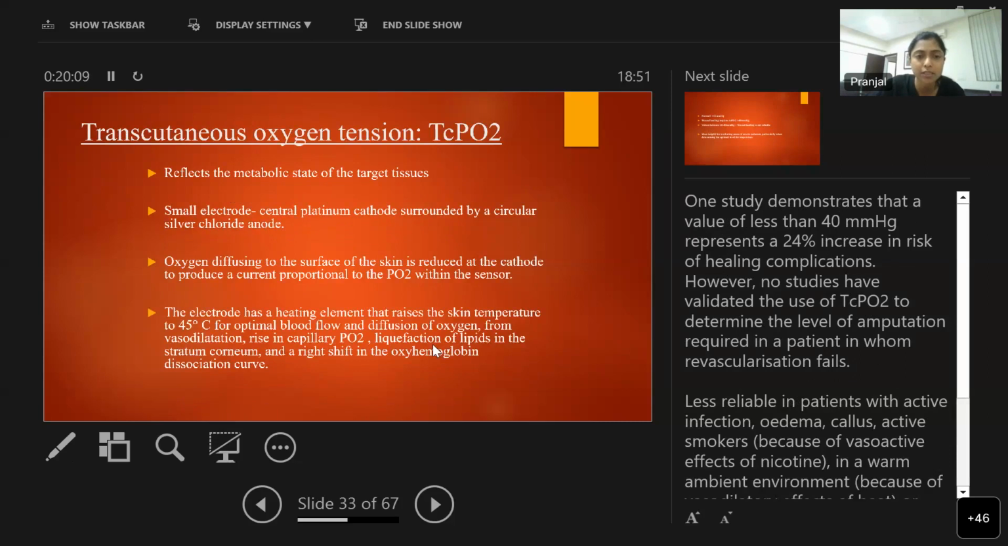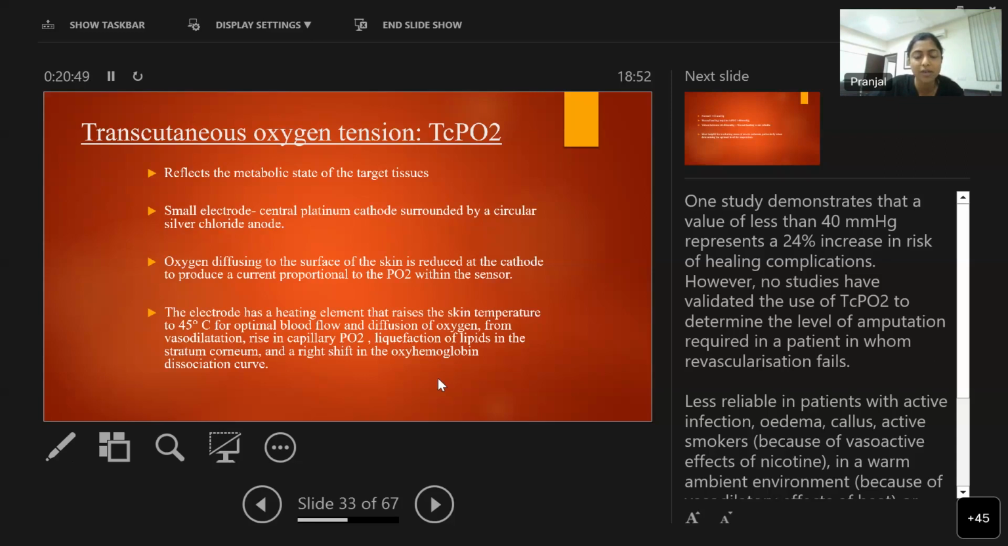Transcutaneous oxygen tension, that is TcPO2, reflects the metabolic state of the target tissues. In this, a small electrode with a central platinum cathode surrounded by a circular silver chloride anode is used. The oxygen diffusing to the surface of the skin is reduced at the cathode to produce a current proportional to the partial pressure of oxygen within the sensor. The electrode has a heating element that raises the skin temperature to 45 degrees centigrade for optimal blood flow and diffusion of oxygen from vasodilation.